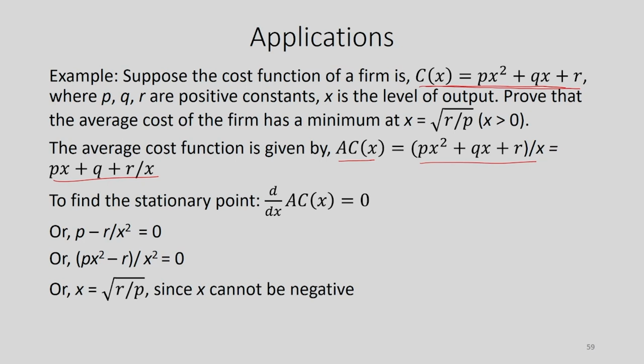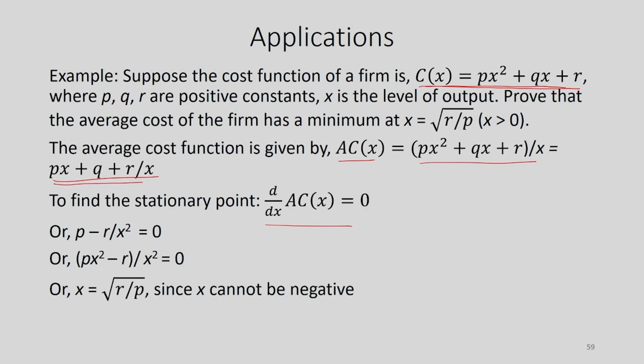Now, we have to prove that the average cost of the firm has a minimum at x equal to root over R divided by P. So, we have to find the minimum point, and the minimum point should be equal to root over R divided by P. For that, first we apply the necessary condition. The necessary condition is that the first derivative of the function should be equal to 0. So, d dx of the AC x, that is average cost, is equal to 0. That is the necessary condition.